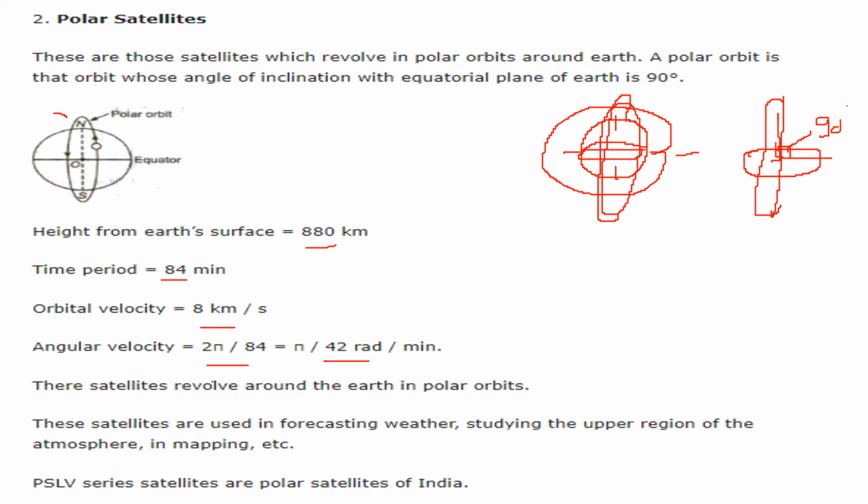So these satellites revolve around Earth in the polar orbit, or you can say near polar orbit. These satellites are used for various purposes like Earth observation, natural resources observation, forecasting weather, studying the upper region of the atmosphere, say in geometric or GIS mapping. Polar Satellite Launch Vehicle, PSLV. These are the series of vehicles which are launching the satellites which are polar satellites of India.